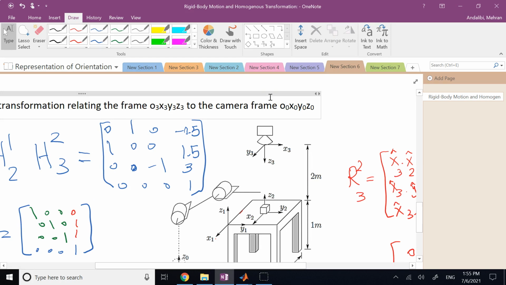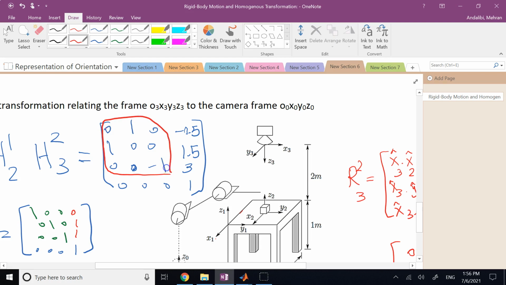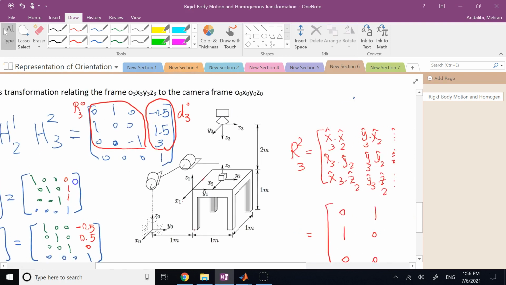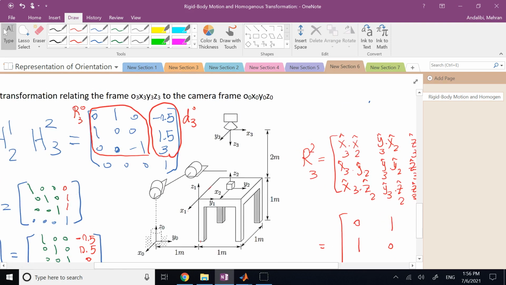Now, does that make any sense? Yes. Well, as you know, this guy here is my R of 3 with respect to 0, and this one here is D of 3 with respect to 0. Let's see if they make physical sense. So D of 3 with respect to 0 is negative 0.5, 1.5, and 3. What's the meaning of that? It means that if you're going to go from origin of 0 to origin of 3 directly like this, how many x naught, how many y naught, how many z naught units should you travel?